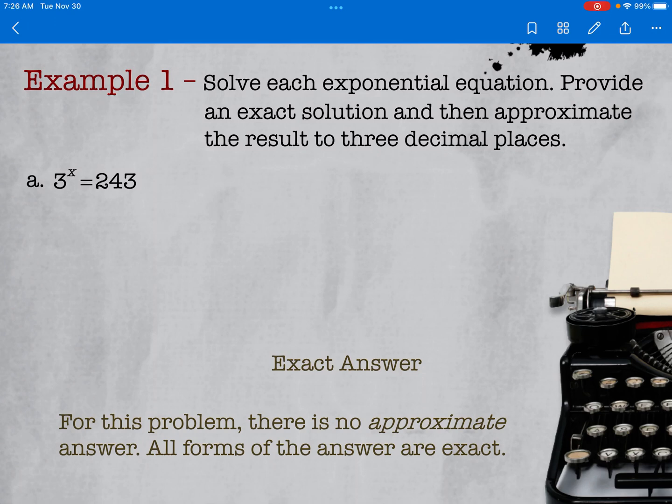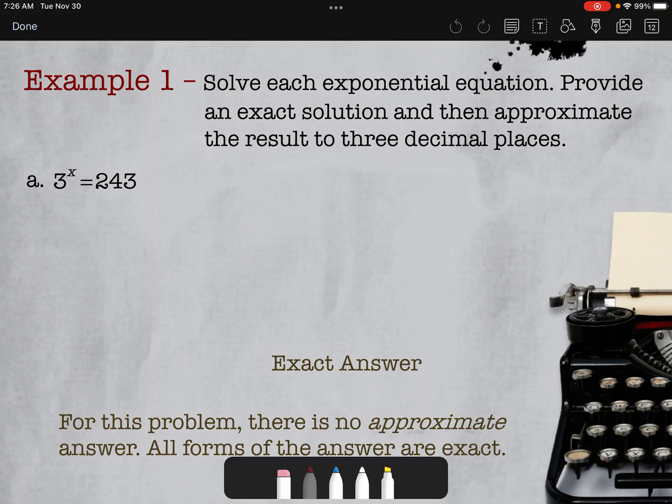Okay, so the first one, 3 to the x equals 243, is an exponential. Now, one of the ways you could solve this is you could ask yourself, is 243 a power of 3? And if it is, how many times? Well, 3 to the 5th is 243. So right away we can say x is 5.